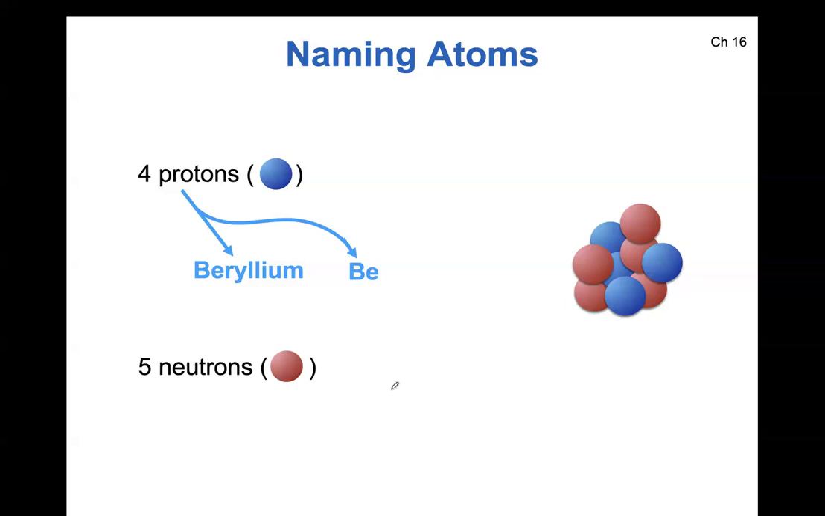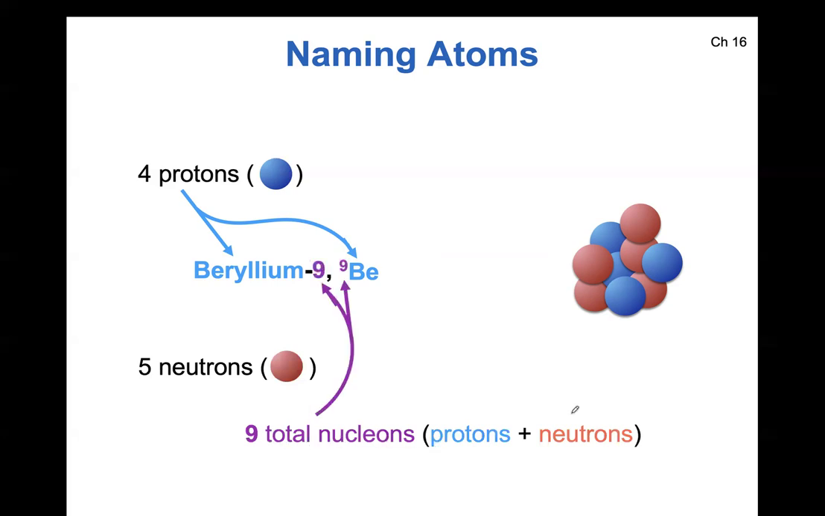Okay. Now, if we take our beryllium with 4 protons and we take 5 neutrons, we end up with a total of 9 nucleons, and we have our standard stable beryllium, beryllium-9. Not a terribly common element. There's some good reasons for that.